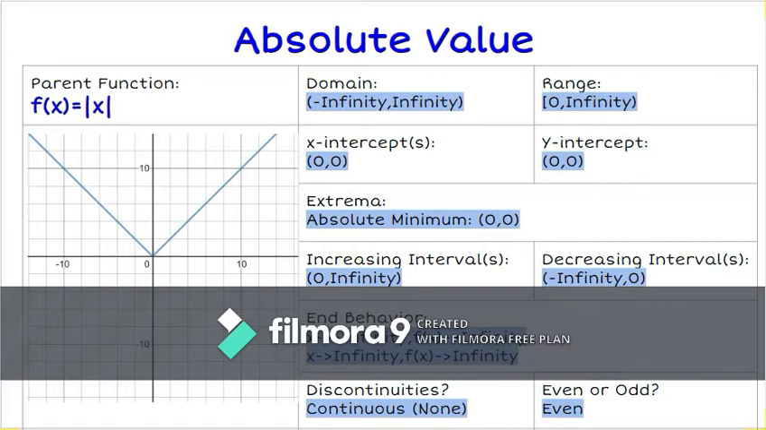goes infinitely. The x and y intercepts are actually pretty easy for this one because they both touch at the origin point, or at 0, which is why they're both 0. And then for the extrema, the absolute minimum is 0 again, because like for the y-intercept and for the range, it hits 0 and then it goes on infinitely.